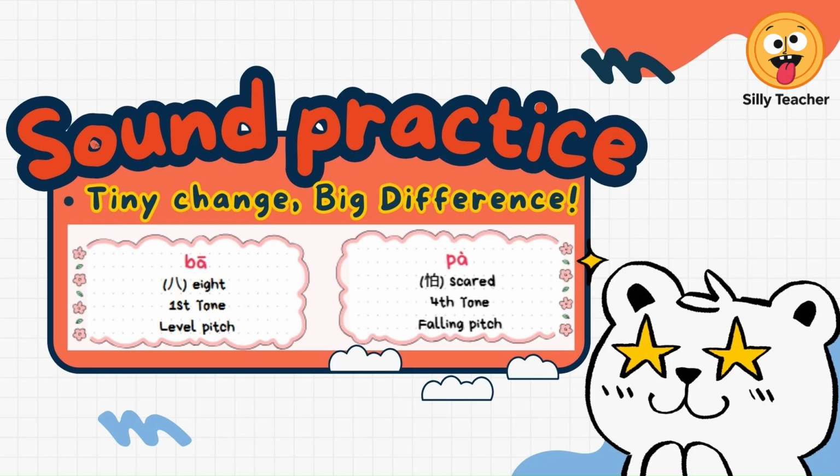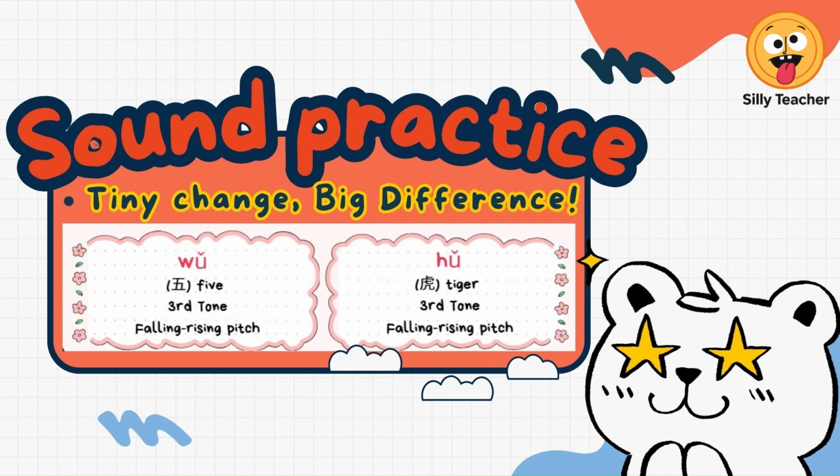Now, the fourth tone, scared, which starts with a P, you say it like this. Pa. Can you see a slight change? The alphabet changed from B to P. Can you see what kind of a difference it makes? So if I were to ask you how many eggs do you want to buy? And if you say pa, that means you're trying to say that you're scared, right? So make sure to say it correctly.